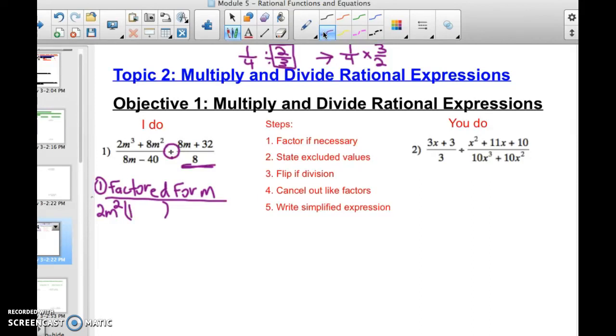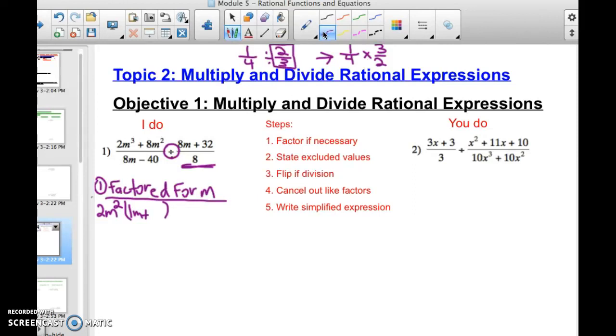m cubed divided by m squared, remember m's are bases, and so base divided by base, you subtract the powers. 3 minus 2 is just m. m to the 1, but I don't have to put to the 1. Remember, it's a 1 power. And then, moving on to the next term, I'm done with the first term. So the next term is positive, so I'm going to write plus. 8m squared divided by 2m squared, so divided by the GCF again.